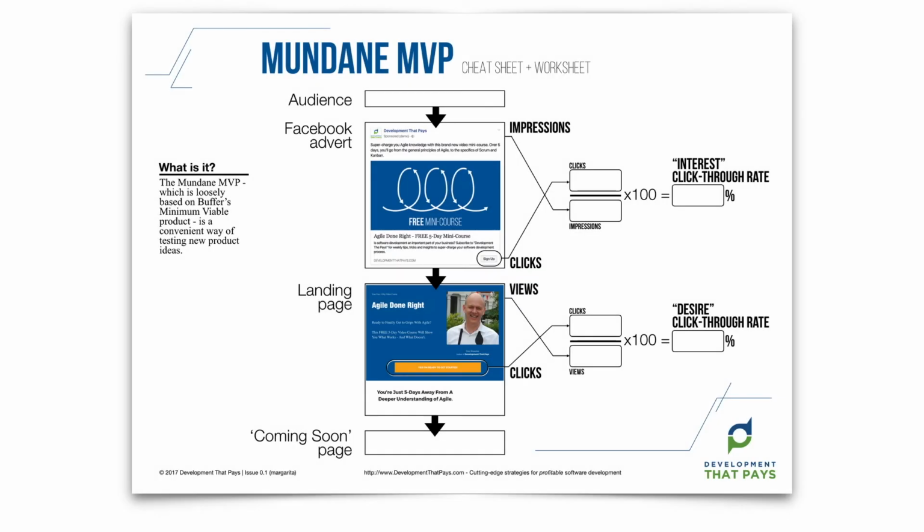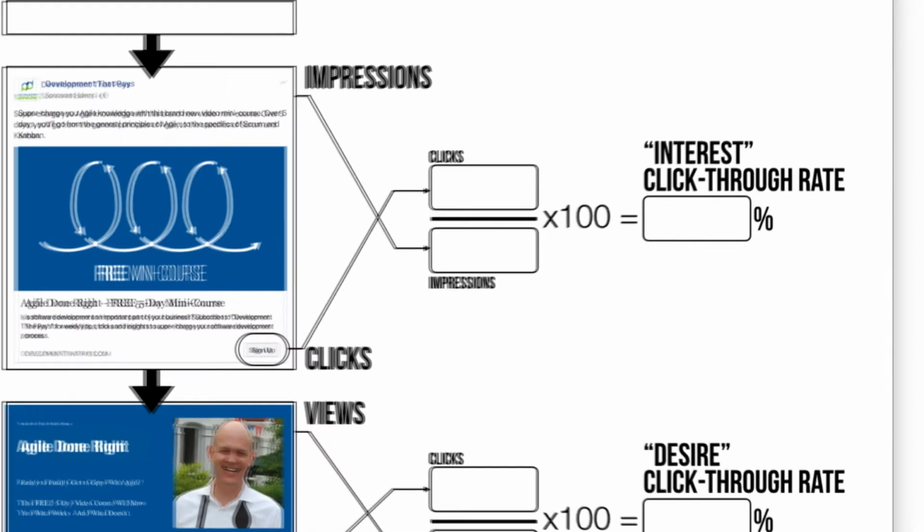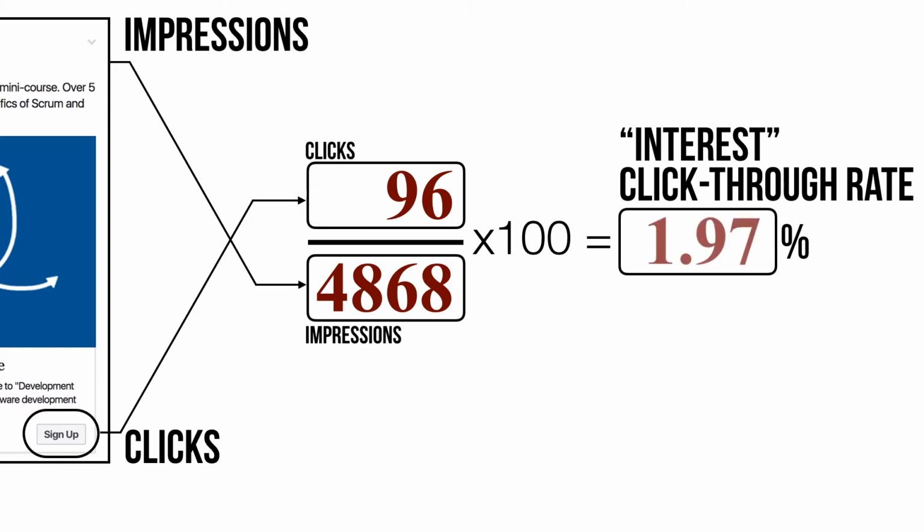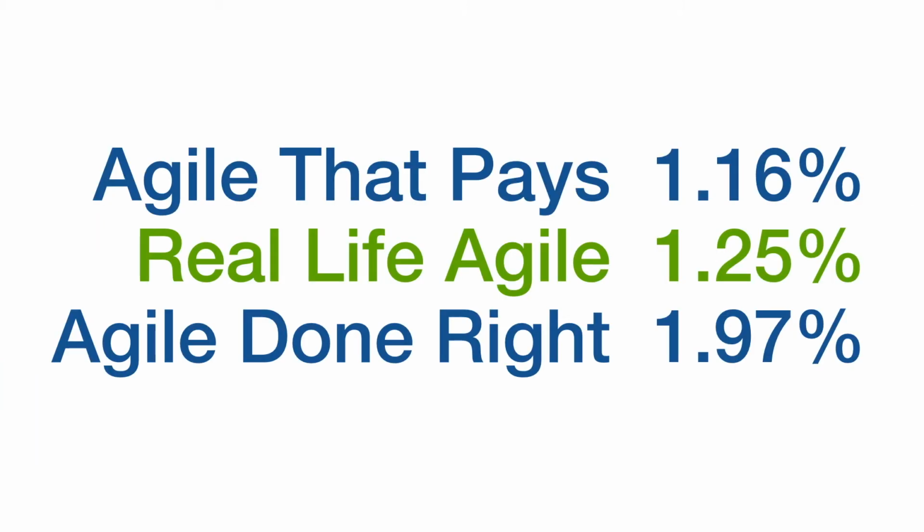Alright, let's evaluate. As far as I can tell, the first part was fine. I have to assume that Facebook knows how many times it served a particular ad, and I'm sure it knows how to count clicks correctly. While we're here, let's fill in some numbers. The winning advert was the Agile Done Right variation. It was displayed 4,868 times and was clicked 96 times. Doing the calculation gives us a click-through rate of 1.97, let's call it 2%. The other titles had click-through rates of 1.16 and 1.25, all of which were above the benchmark target of 1%.